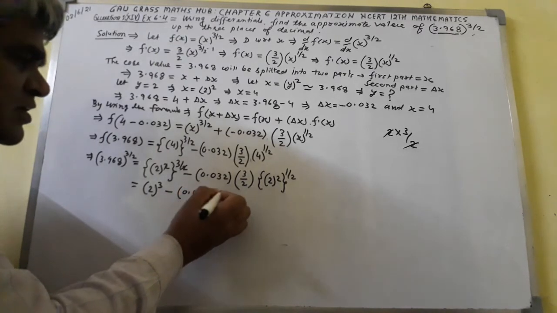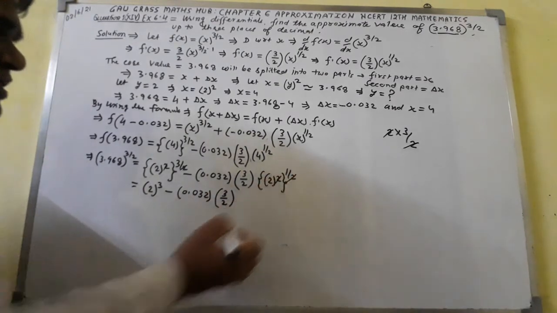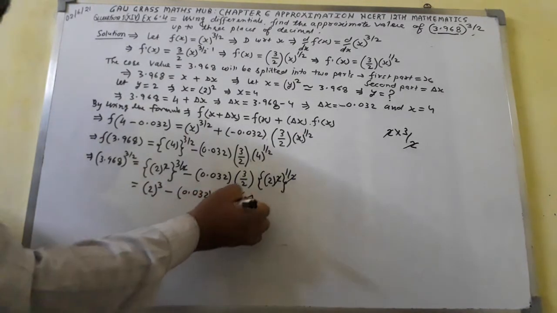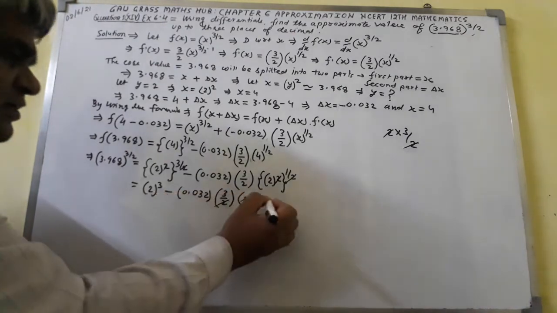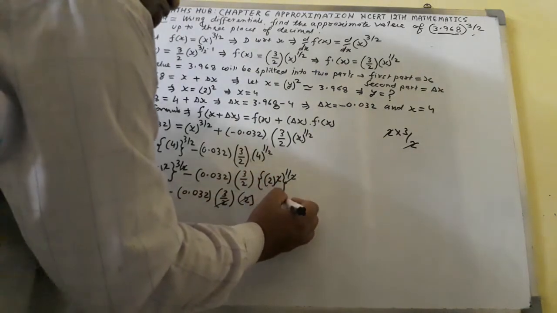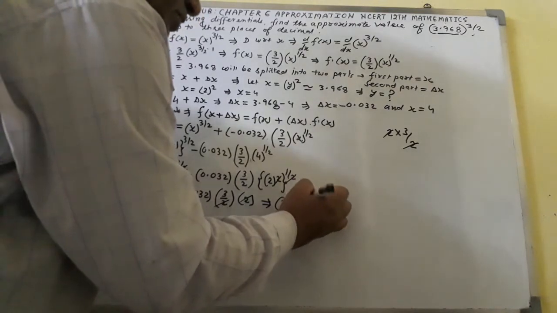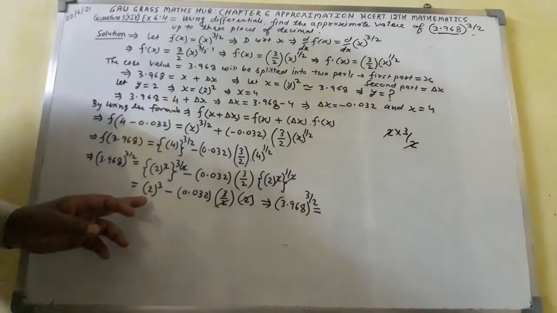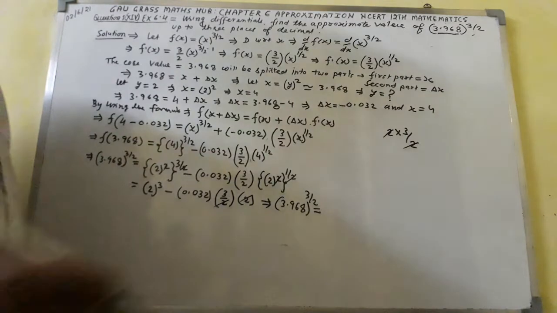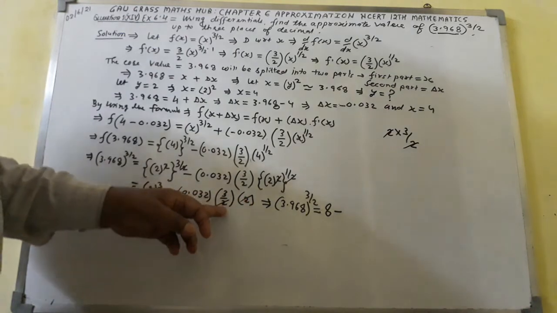0.032. Here write 3 over 2. Again this 2 will be cancelled out, you will get here 2. Isn't it? So this 2 will be cancelled out. You will get, implied that, 3.968 raised to the power 3 over 2 equal to 2 raised to the power 3, which comes out to be 2 cube. 2 cube comes out to be 8. Here 8 minus, here this 2 has been cancelled out.